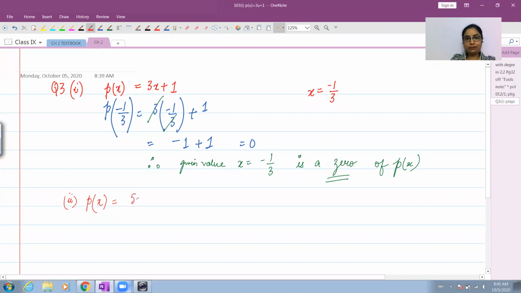Next one, we have 5x minus pi. And now you don't need to use the value of pi here. You can just directly work with this. You can simply work with pi as such. The value of the variable is 4 by 5. So let's find out P(4 by 5). Simplifying this, the answer is 4 minus pi. This answer is not 0.